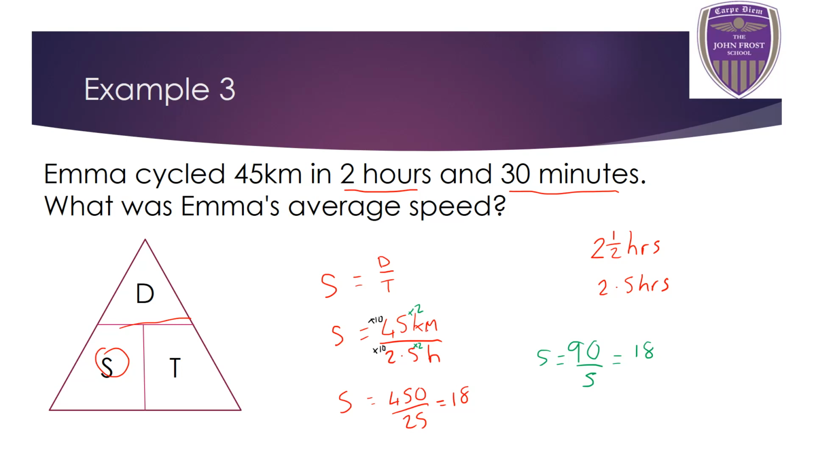And now we focus on the unit. So we've got kilometers for the distance, so it's 40 kilometers, and then it's per hour. So the average speed Emma cycled was 18 kilometers per hour.